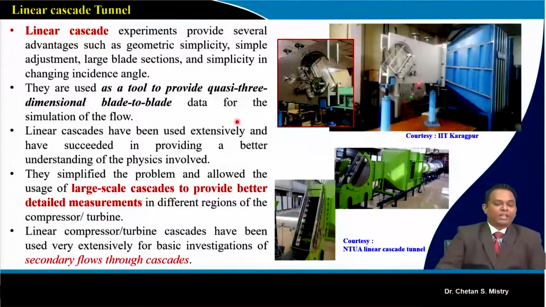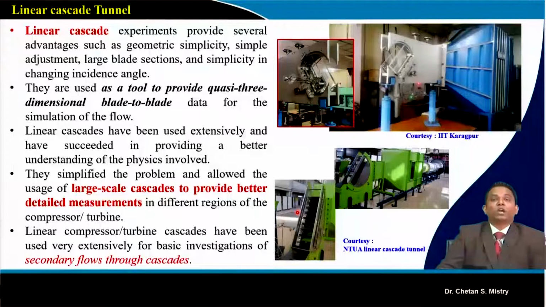It provides several advantages, such as geometrical simplicity, because it is the same aerofoil that we are extruding for a particular span. You can have simple adjustment. Here we have the knob, and by tilting that knob we are able to change the angle of incidence to my cascade. And we can go with large blade sections, as this provides.